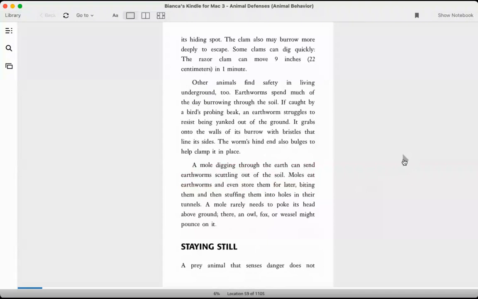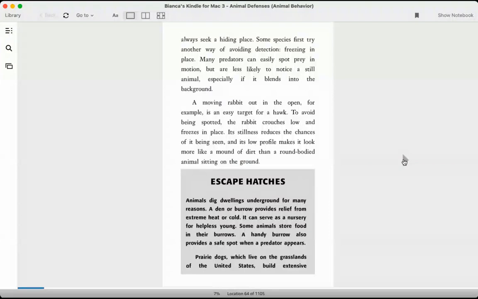A prey animal that senses danger does not always seek a hiding place. Some species first try another way of avoiding detection: freezing in place. Many predators can easily spot prey in motion, but are less likely to notice a still animal, especially if it blends into the background. A moving rabbit out in the open, for example, is an easy target for a hawk. To avoid being spotted, the rabbit crouches low and freezes in place. Its stillness reduces the chances of it being seen, and its low profile makes it look more like a mound of dirt than a round-bodied animal sitting on the ground.